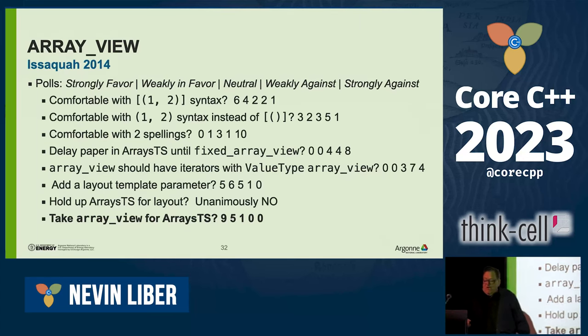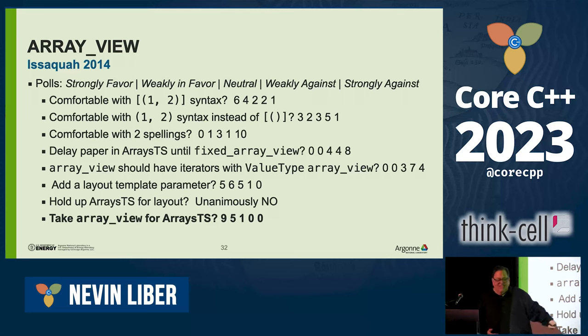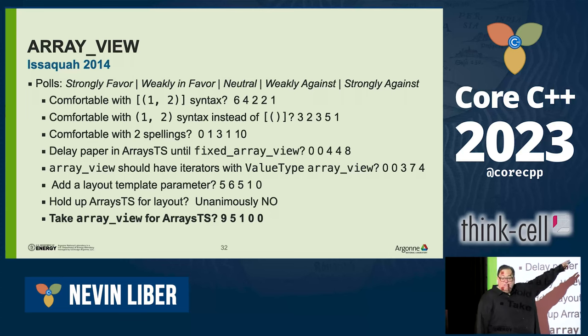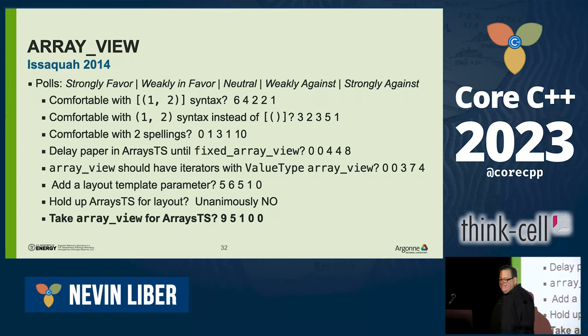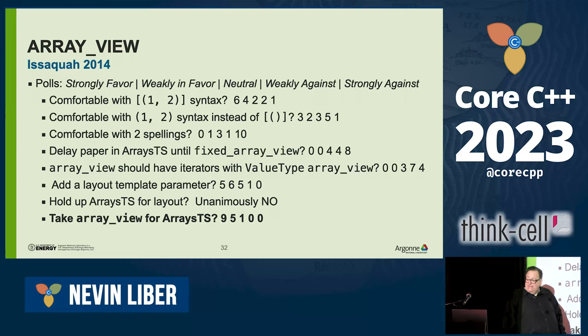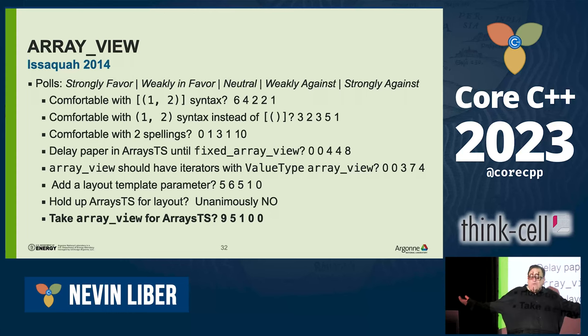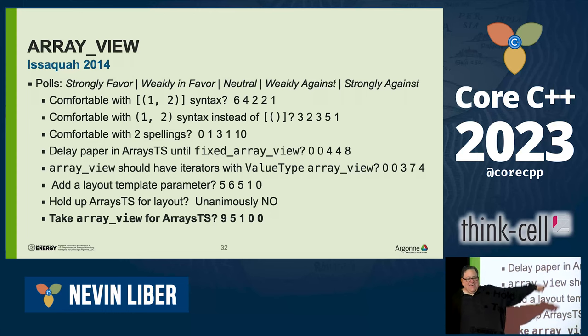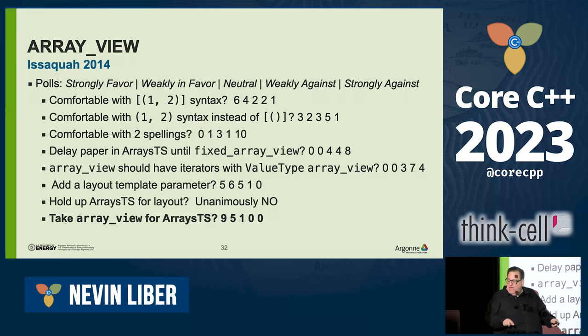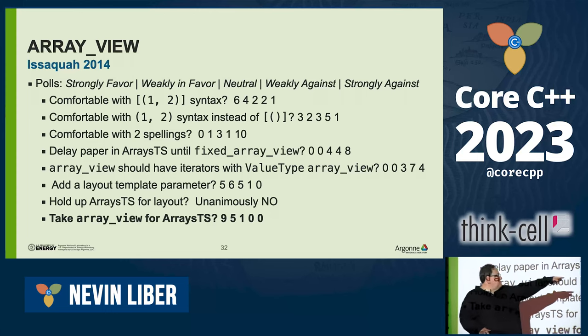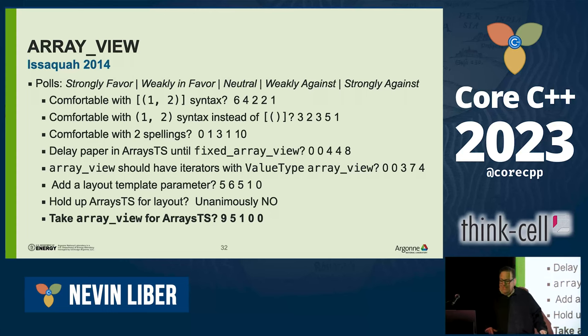So, okay, do we want this square bracket with something in parentheses syntax? Yeah, sure. Well, do we want this function call syntax? Because we know that one's variadic. It didn't seem quite as enthusiastic for that one. How about do it both ways? Nah, nobody liked that. Should we delay the paper until there's a fixed array_view for just all static extents? Nah, we don't want to delay the paper.